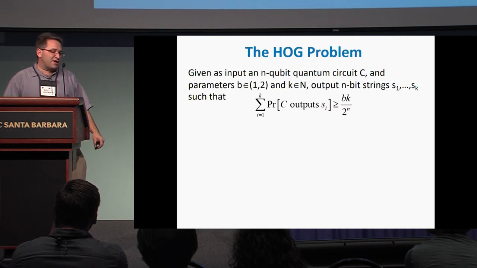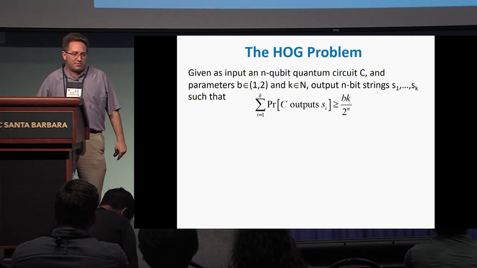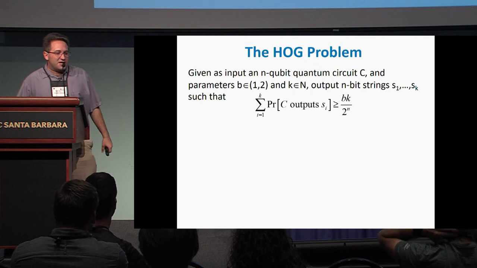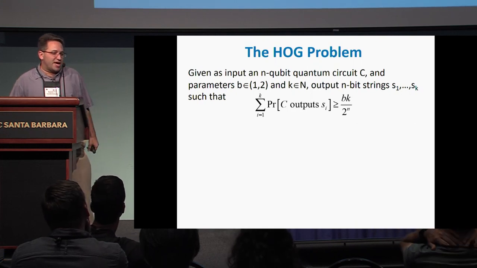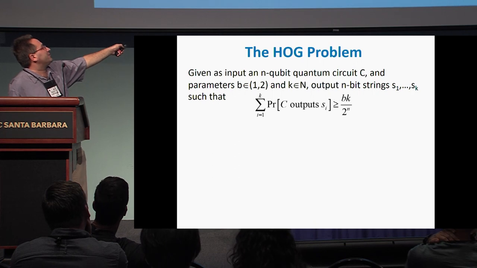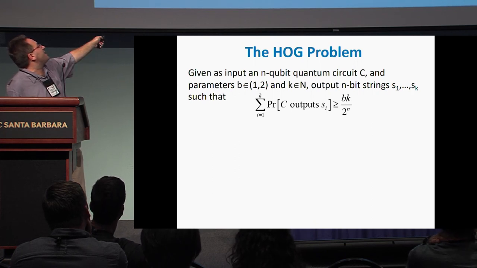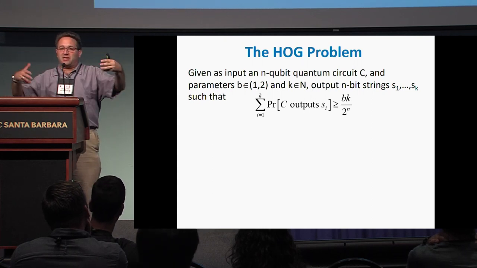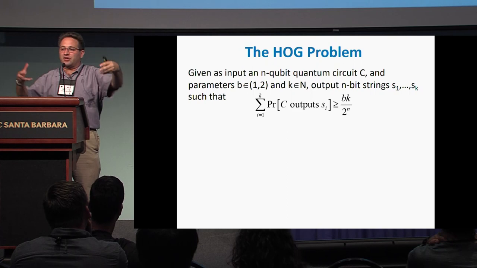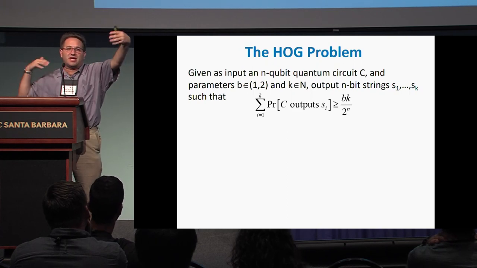So the HOG problem, the test that we check whether the quantum computer's output satisfies, is basically just: take a k-tuple of outputs from the quantum computer, each of which is an n-bit string, call them S1 up to SK, and then calculate what each of their outputs should be from an ideal quantum circuit C. You can do that if you have 2 to the n time.